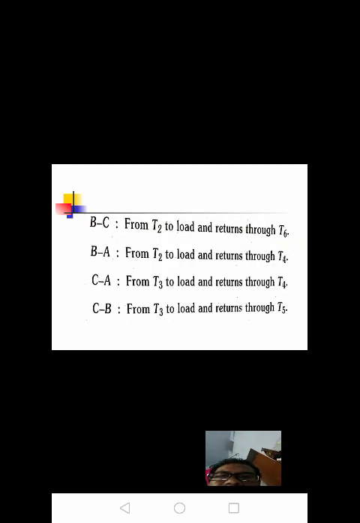From A to C, thyristors T1 and T6 are conducting. B to C is conducting means T2 and T6 are conducting. Return path is T6. B to A means T2 to load and returns to T4. C to A means T3 to load and returns to T4. C to B means from T3 to load and returns to T5.